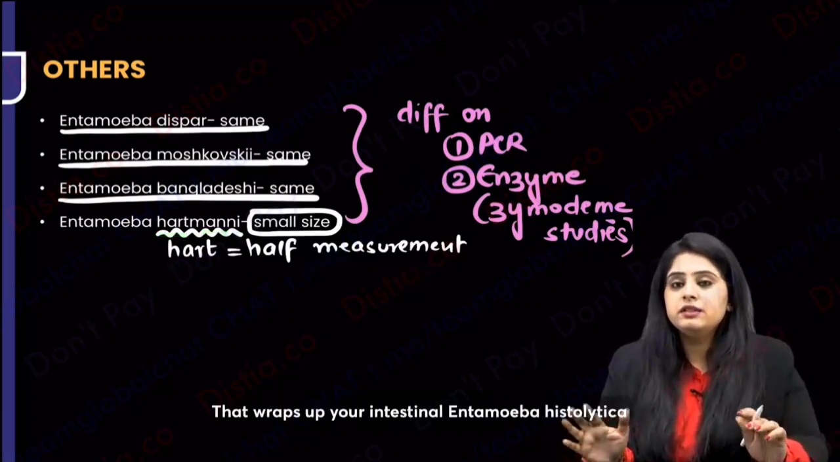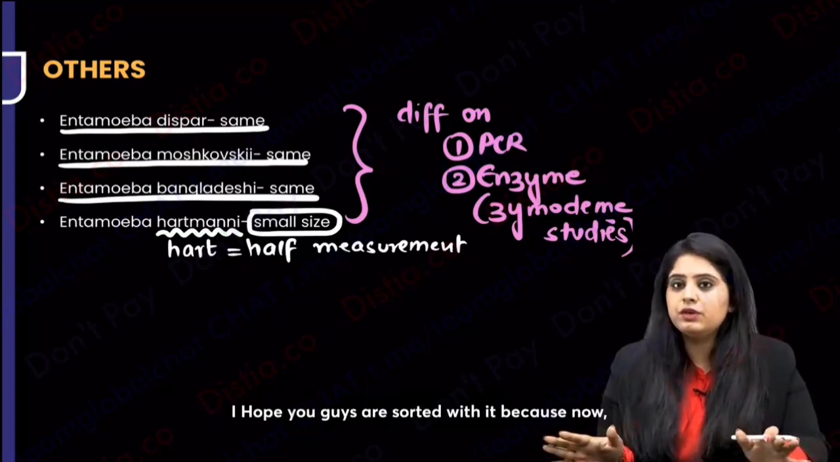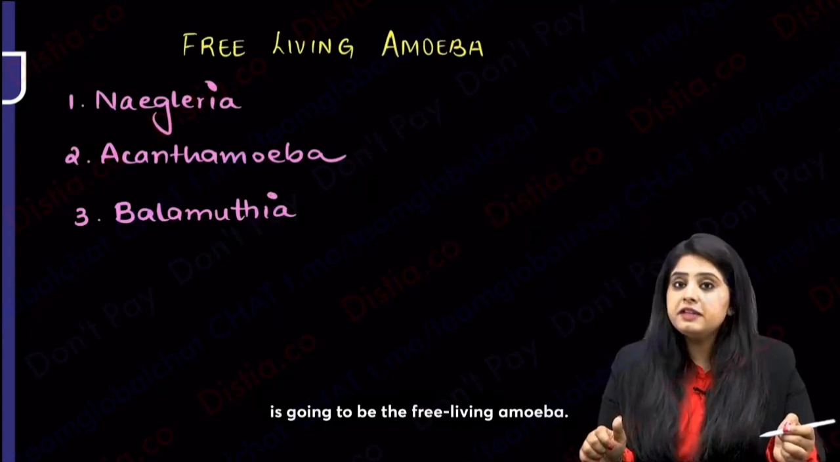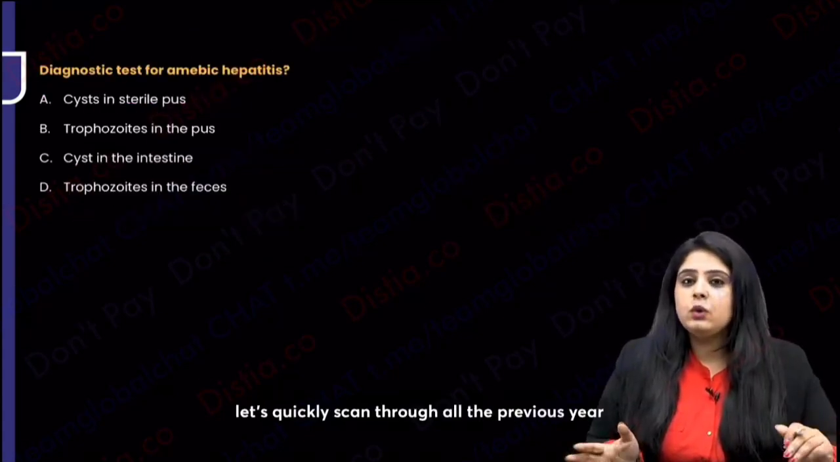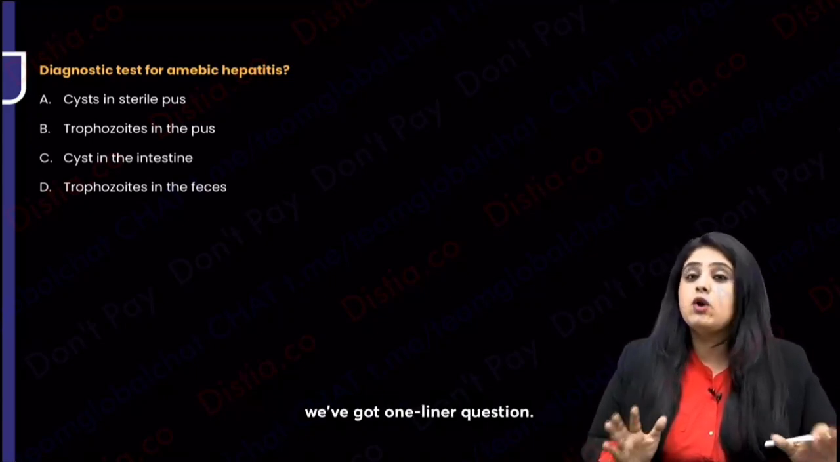That wraps up your intestinal Entamoeba histolytica and Entamoeba coli. I hope you guys are sorted with it, because now the next topic that I'm going to start off with is going to be the free living amoeba. Before we start with the free living amoeba, let's quickly scan through all the previous year one-liner questions that have come, and mostly for Entamoeba we've got one-liner questions.